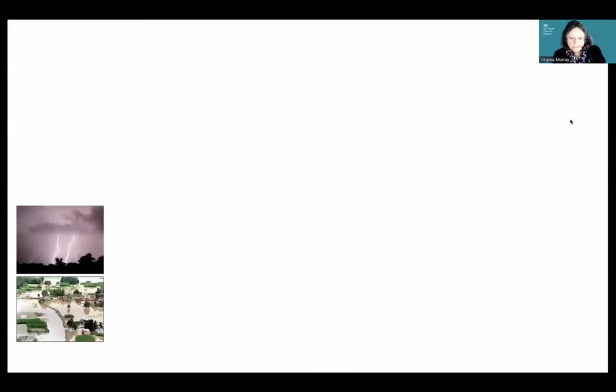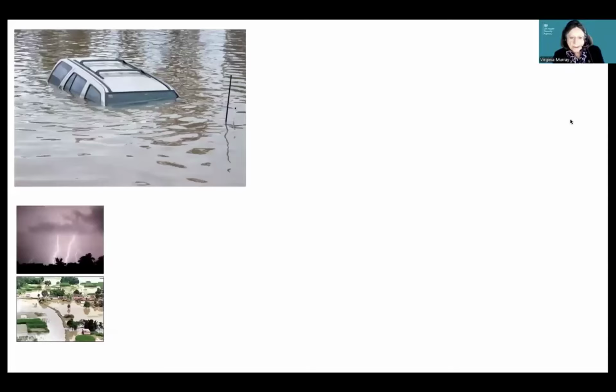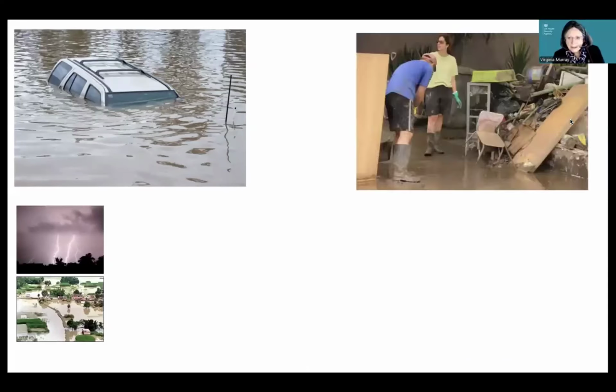So extreme events, everything from flooding to thunderstorms, but the impacts are the ones that frighten us. Cars, hopefully without people in them. Cleaning up afterwards. What a nightmare. I don't know if any of you have been flooded, but the pain of cleaning up wrecked materials is really shocking. And this is a photograph from the UK.